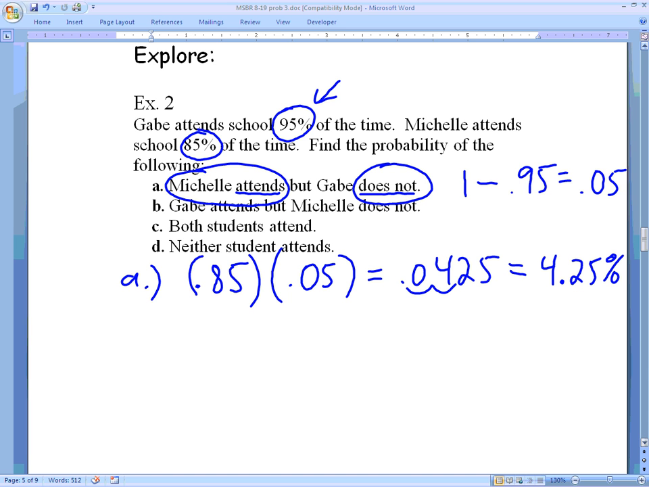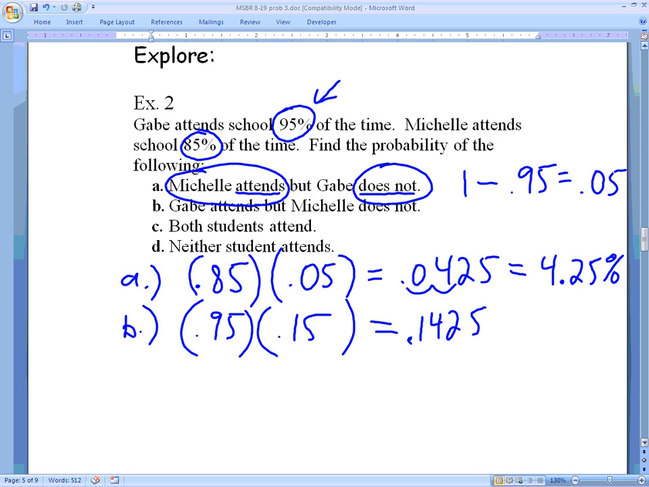Moving on to part B. Gabe attends, but Michelle does not. So this time we take Gabe's 95%, do our complement for Michelle. Again, 1 minus 85%, or 100% minus 85% leaves us with 15%, or 0.15. We go ahead and multiply those, and we end up with 0.1425, also known as 14.25%.